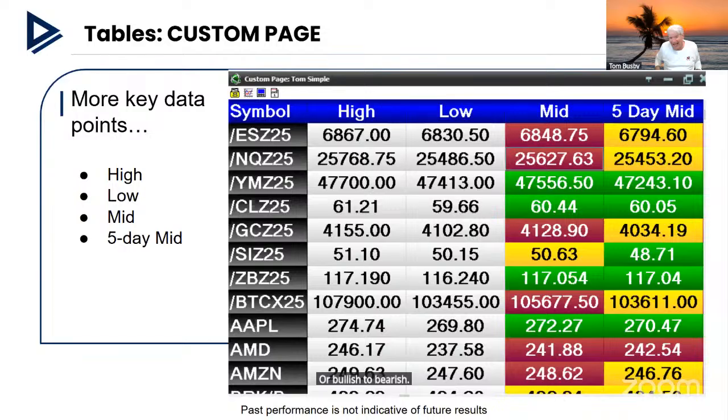And then I like to have the 5-day midpoint, which takes the high and low for the last 5 days, and tells me, really, what is the market telling me today? I made a statement today. I thought it was profit taking.